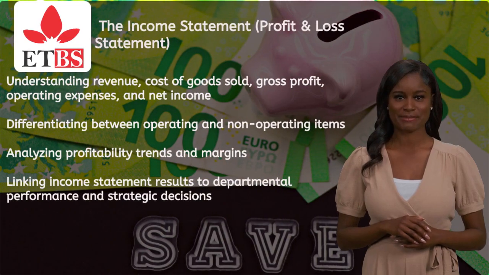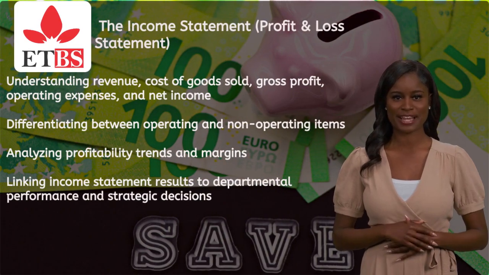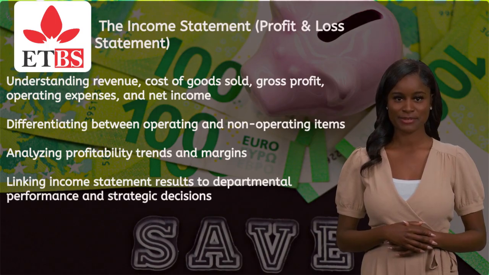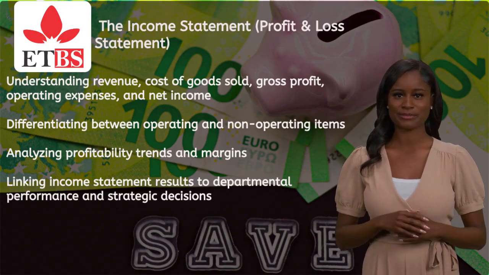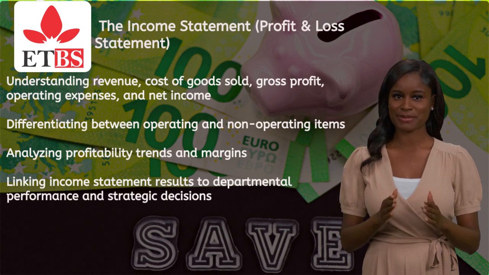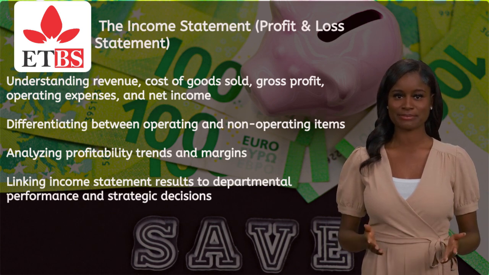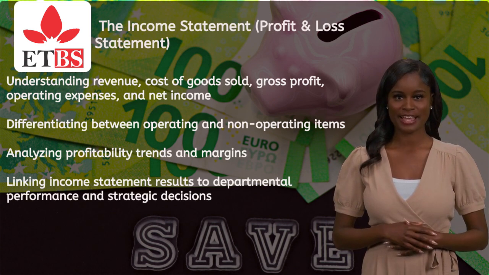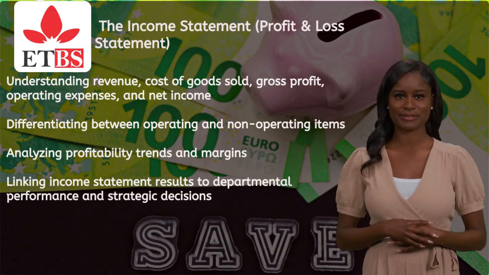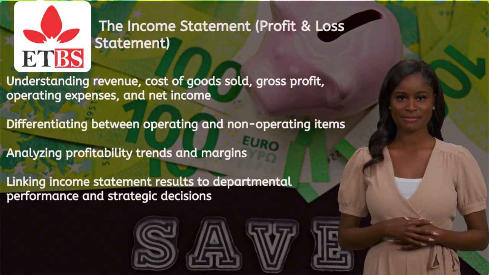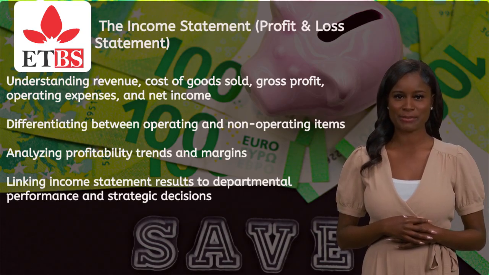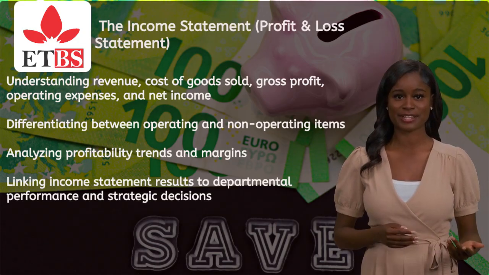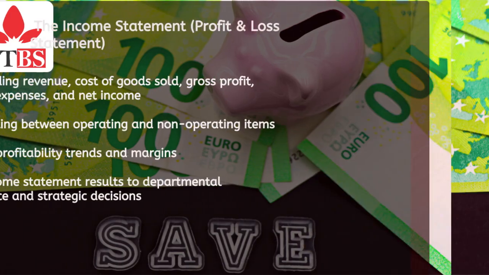3. The income statement, or profit and loss statement. Understanding revenue, cost of goods sold, gross profit, operating expenses, and net income. Differentiating between operating and non-operating items. Analyzing profitability trends and margins. Linking income statement results to departmental performance and strategic decisions. Recognizing red flags in expenses or declining profitability.